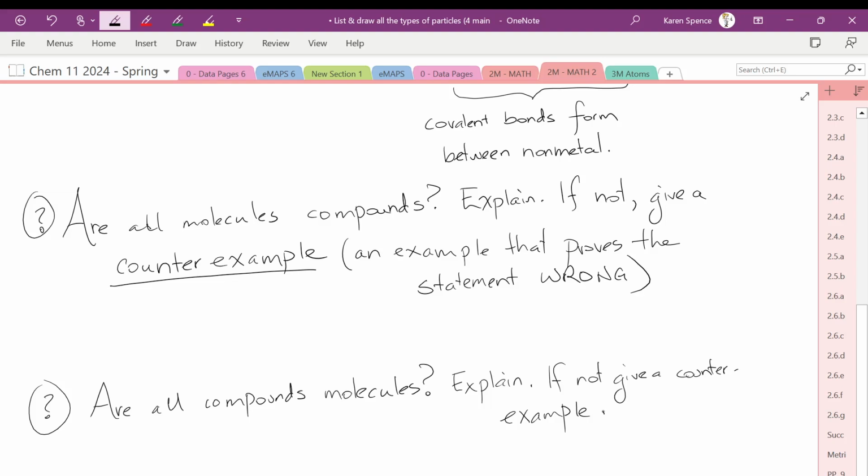All right, let's vote. We're going to vote for the first one. For number 1. Are all molecules compounds? That's a yes, a no, and I don't know. No, they are not. Could you please give me a counterexample? Yes. O2.